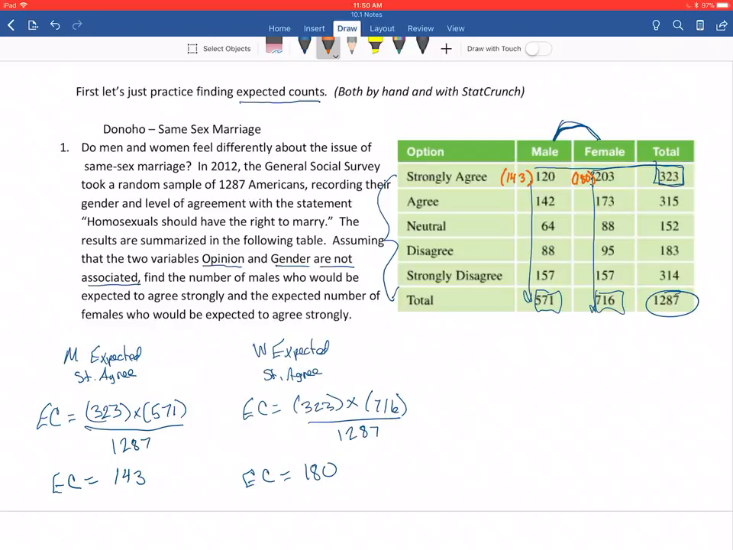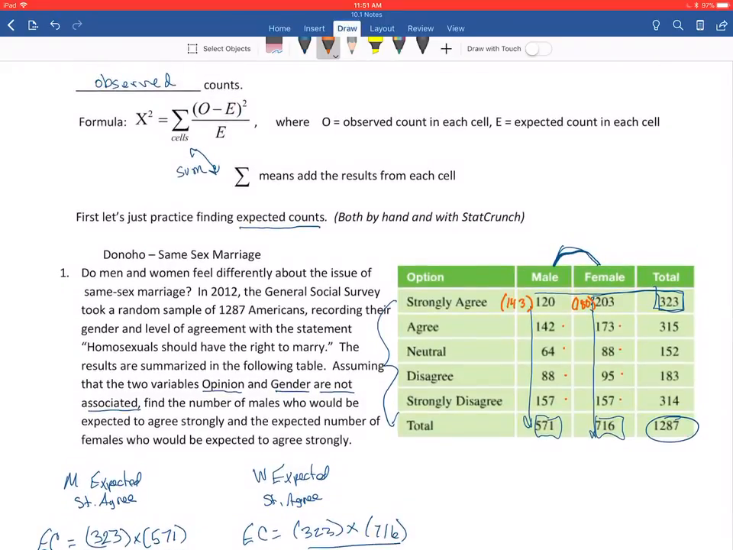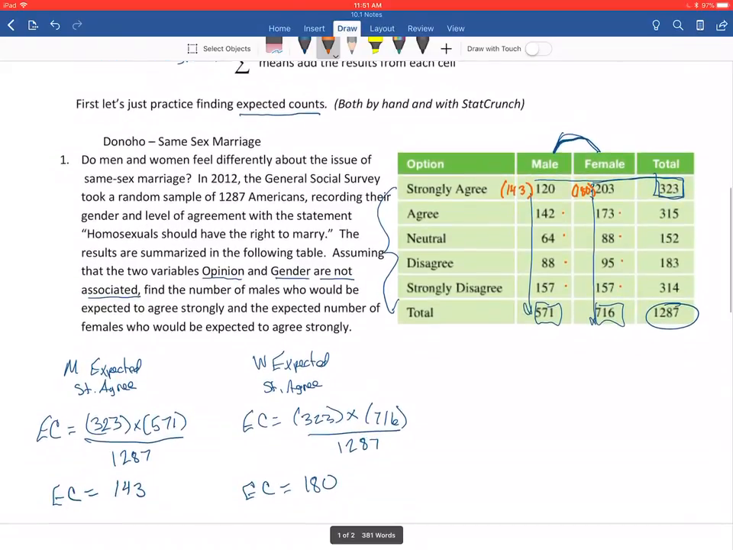Now, if we wanted to actually run a full chi-square test, we would have to find these expected counts for all of these remaining cells. So that's going to take time if we're doing it by hand. And then we would have to perform this calculation here for every single one of those, add them all up. Again, not hard calculations, but very time-consuming calculations. So we're going to save a lot of time by relying on StatCrunch to do this stuff for us.